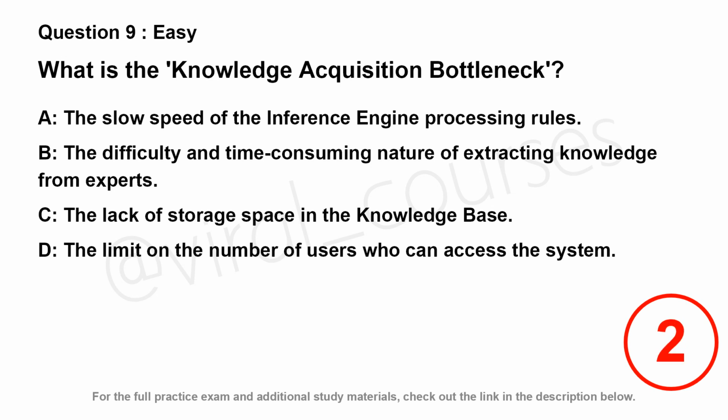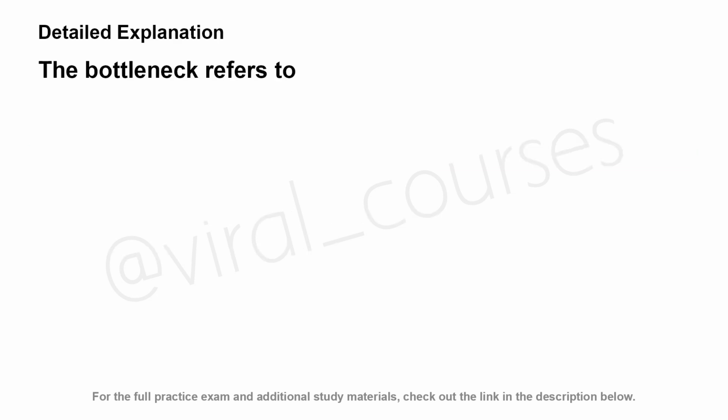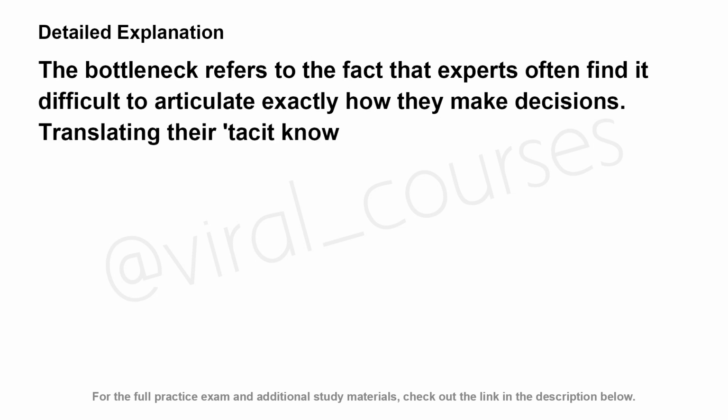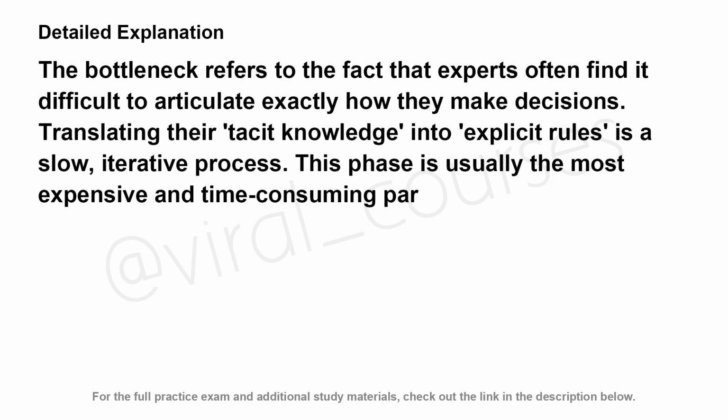The correct answer is B. The bottleneck refers to the fact that experts often find it difficult to articulate exactly how they make decisions. Translating their tacit knowledge into explicit rules is a slow, iterative process. This phase is usually the most expensive and time-consuming part of building an expert system.